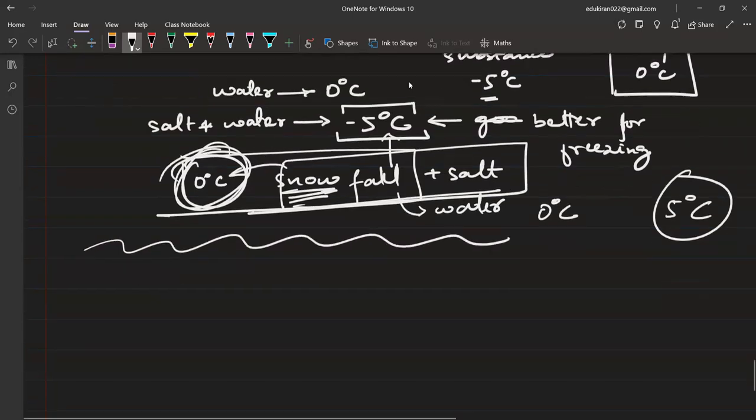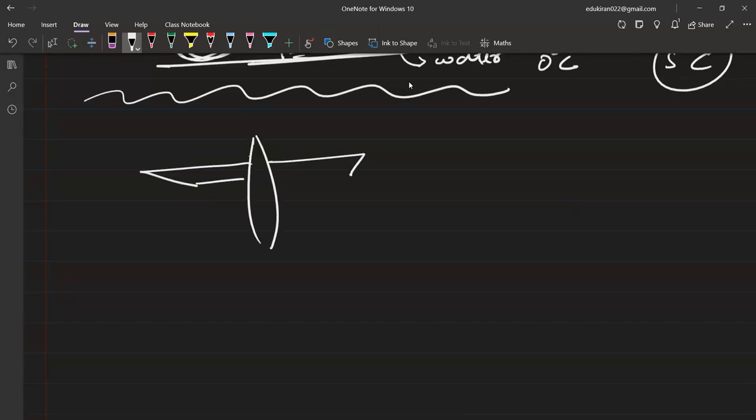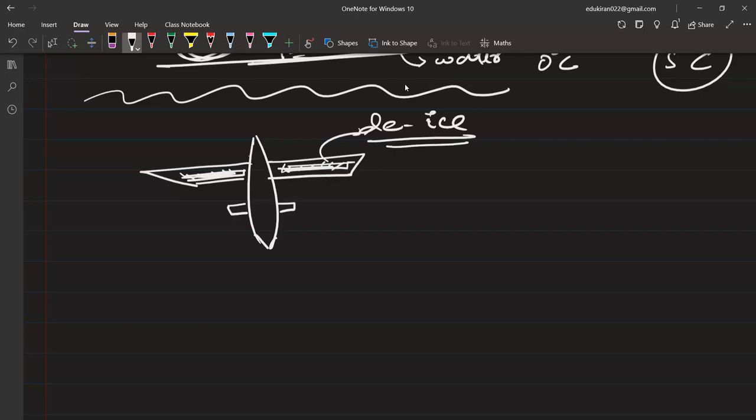And the same thing is done when you have flights, right? The flight, when you have it like this, and they have wings. If they fly through a very cold area or if there is a cloud or something, sometimes due to low temperature, ice will form on the wings of the aeroplane. In order to de-ice it, de-icing of aeroplanes, we say de-ice. In order to remove the ice from the wings of the aeroplanes, we use the application of the depression of freezing point.